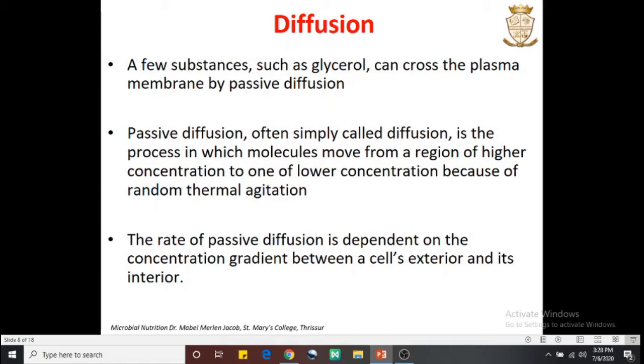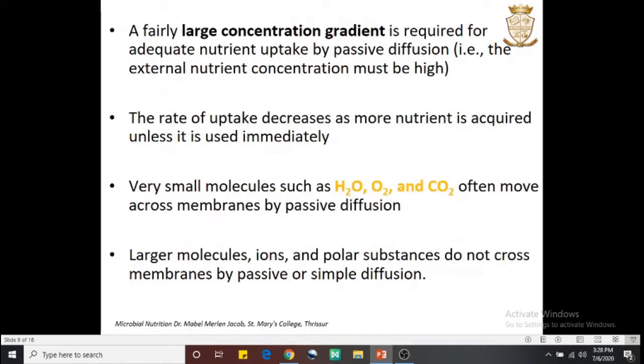Rate of passive diffusion is dependent on the concentration gradient between a cell's exterior and its interior. So, diffusion occurs according to the concentration gradient from a region of higher concentration of nutrients to a region of lower concentration. A fairly large concentration gradient is required for adequate nutrient uptake by passive diffusion. That is, external nutrient concentration must be sufficiently high for the nutrients to be transported into the cell.